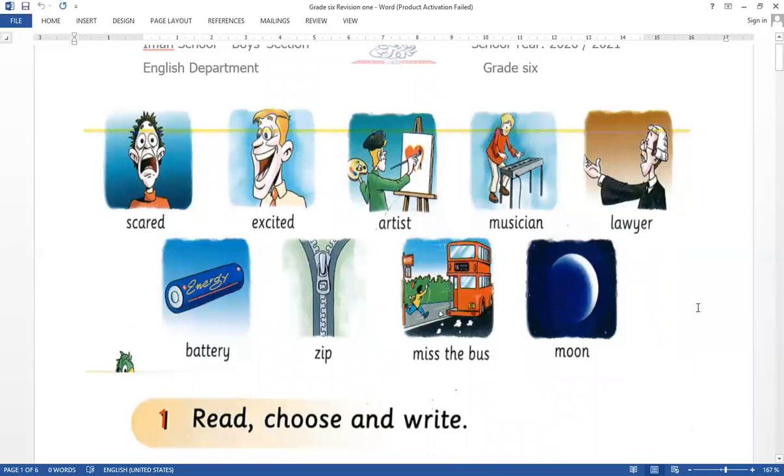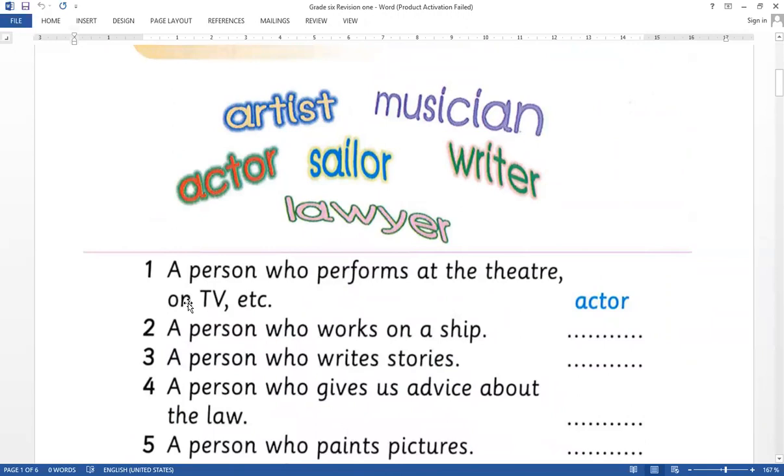And Muhammad, a person who performs at the theater is called? Actor. A person who works on a ship? Sailor. A person who writes stories?